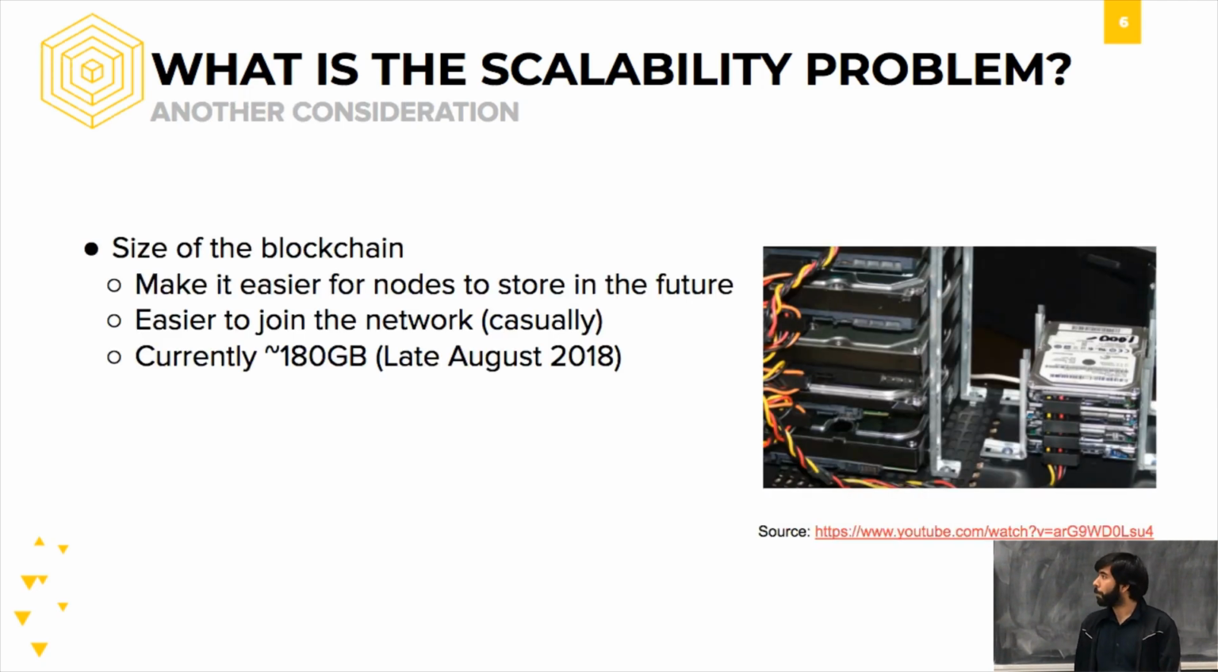So scalability, another part of it is the size of the blockchain. This is more a concern of how much information we are saving with every block update. For example, Bitcoin, as of late August 2018, was 180 gigabytes. It's not something you can just run on your phone. So this is another concern when it comes to scalability. How many resources are we using up when trying to do whatever it is that we're doing?